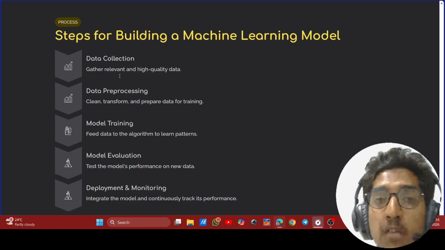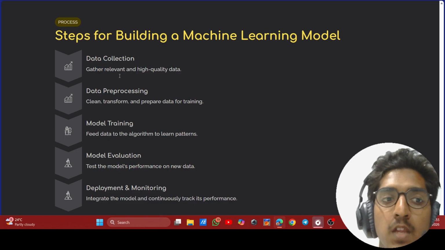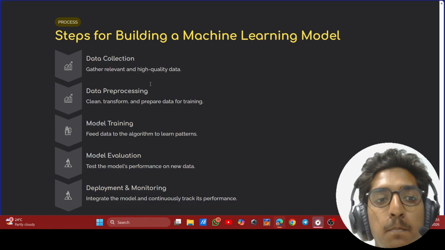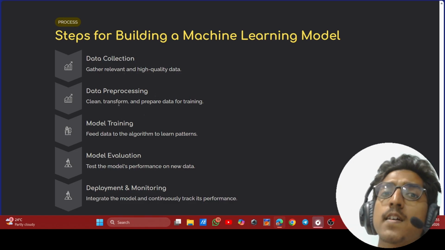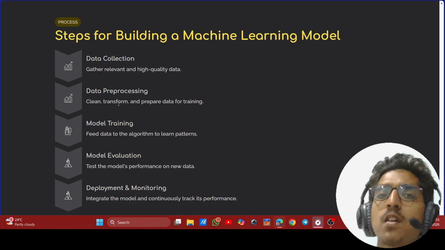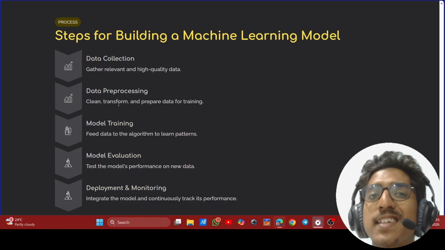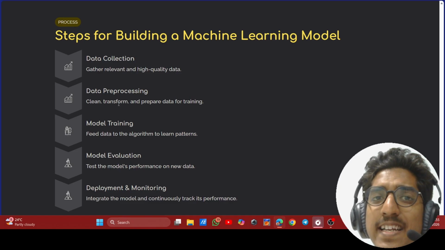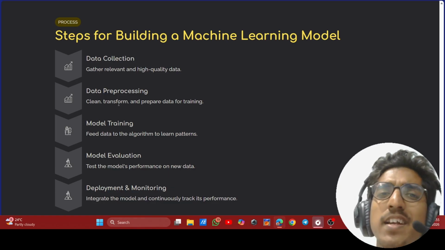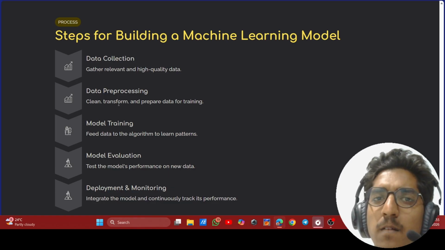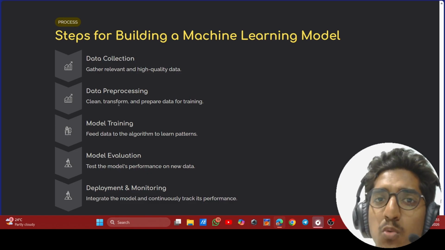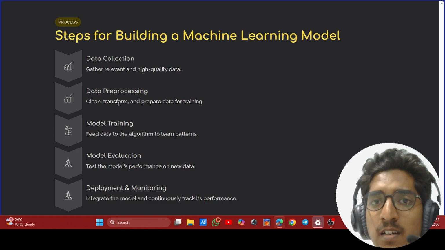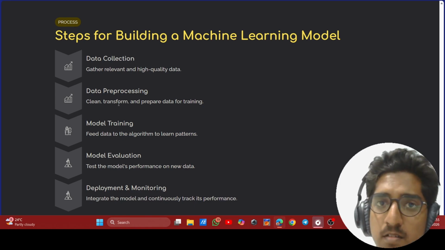After collecting the relevant data, we do the data pre-processing. So what do I mean by data pre-processing? Data pre-processing means we are fixing the errors and removing the unwanted data, because unwanted data can cause errors during our training and testing methods.